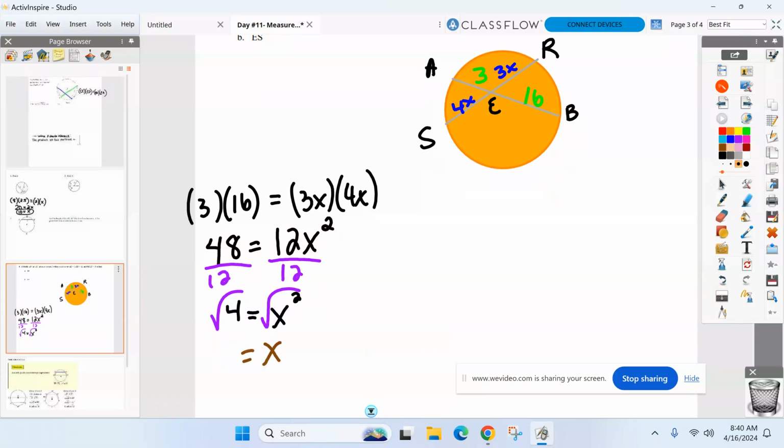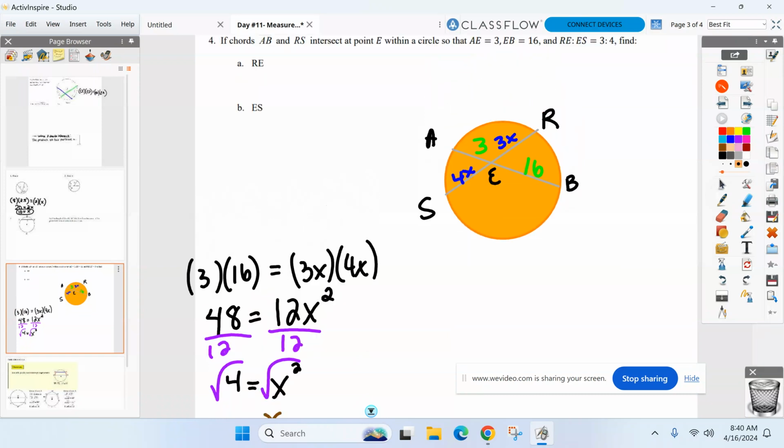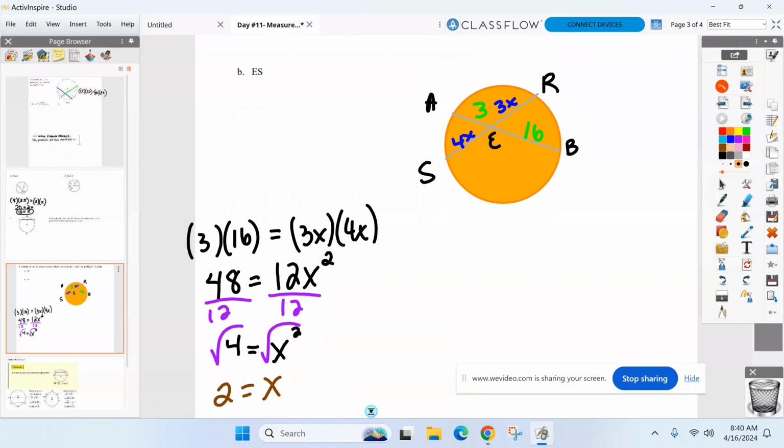So x is usually, whoa here, kids. Usually we put plus or minus 2 when we take the square root. Does it make sense to put a -2 for x? Now, I can't have a negative length. That's silly. So yes, x is 2. Now I answered the darn question, because we need to define RE and ES.